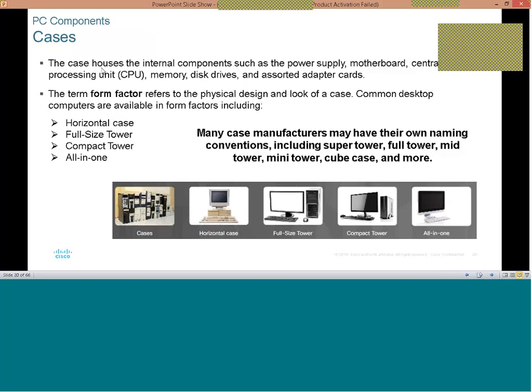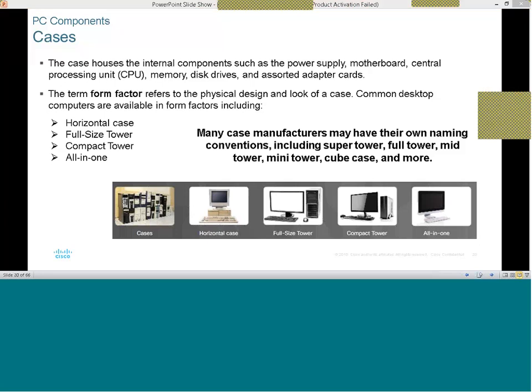Here, the case houses the internal components such as the power supply. So when we talk about cases, we're talking about computer cases. You can see here that we have different types of cases. We have the tower type, the horizontal case, the compact tower type, and the all-in-one. What we're saying invariably is all these are called computer cases, and what they do is house the computer components.